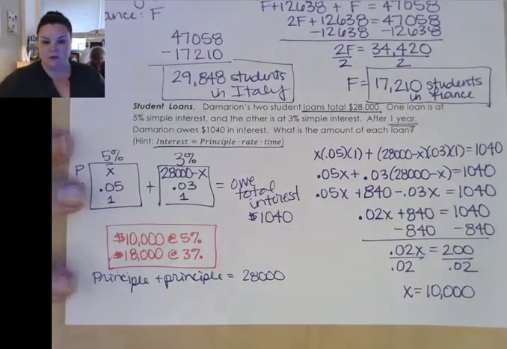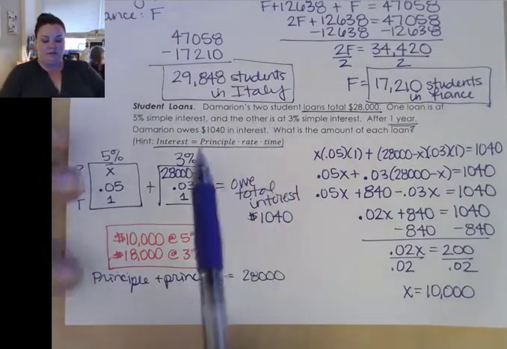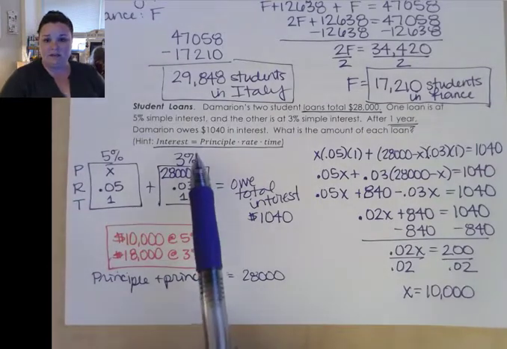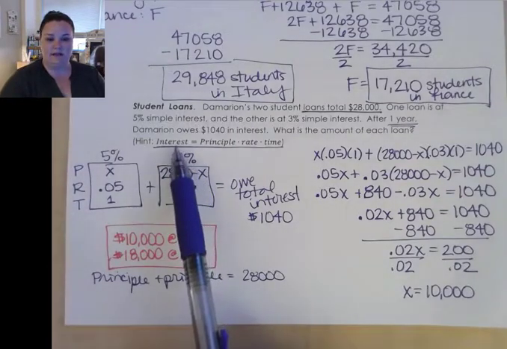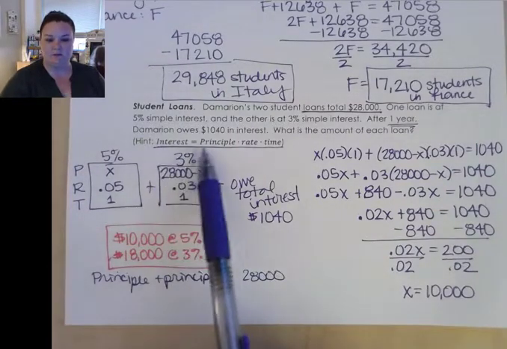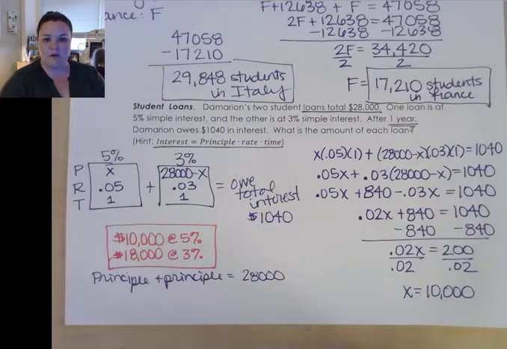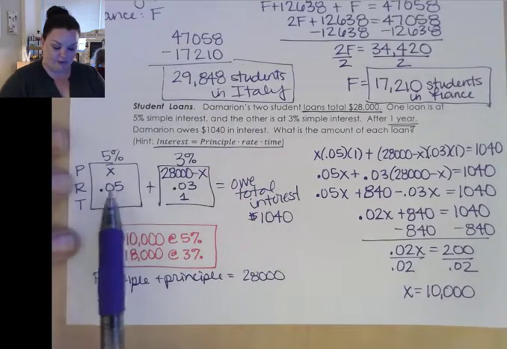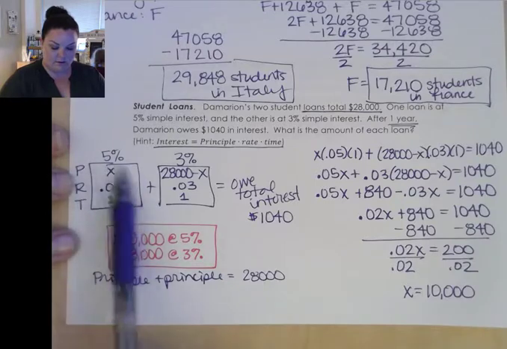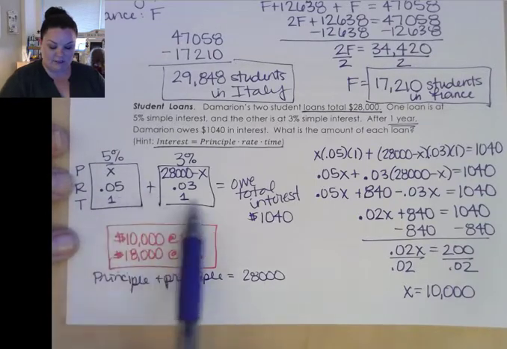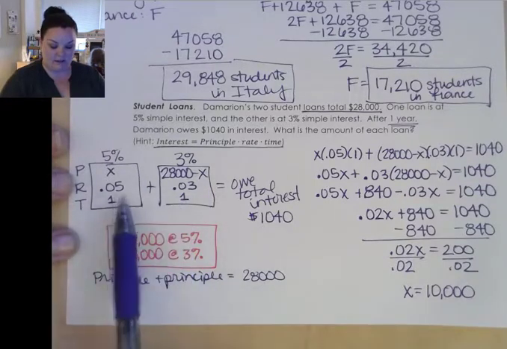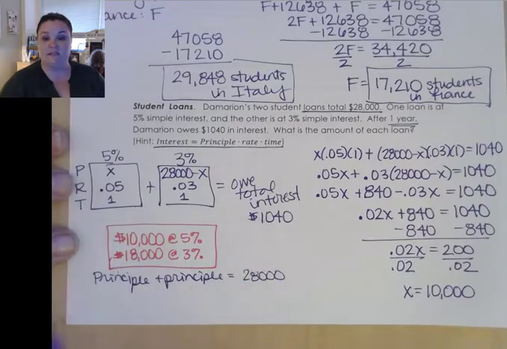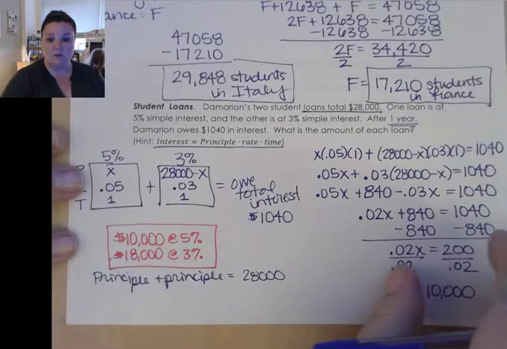Okay. So again, if I were to give you this on a final exam, I would give you the hint that interest equals principal times rate times time. But you would be responsible for being able to figure out the interest from the first account, the interest from the second account, and knowing that you need to add those in order for it to equal your total interest. Okay, let's look at a couple more.